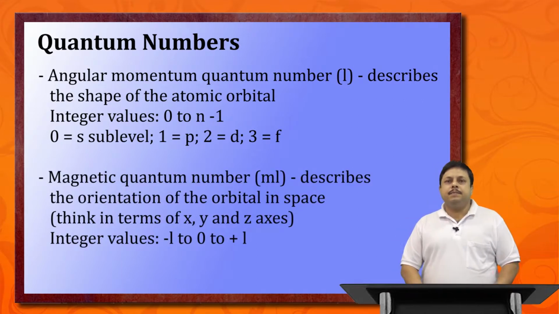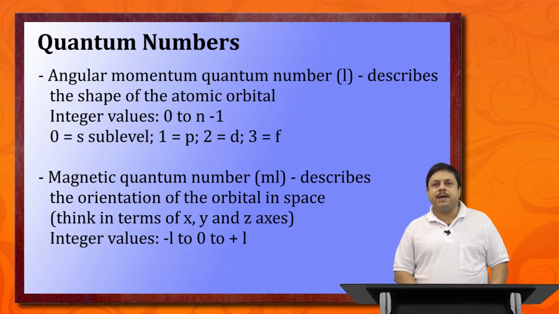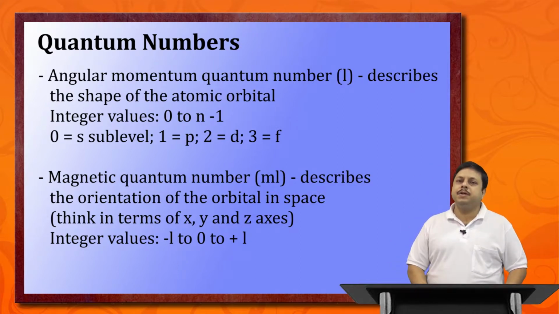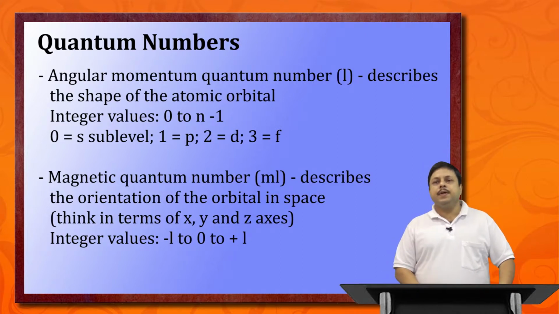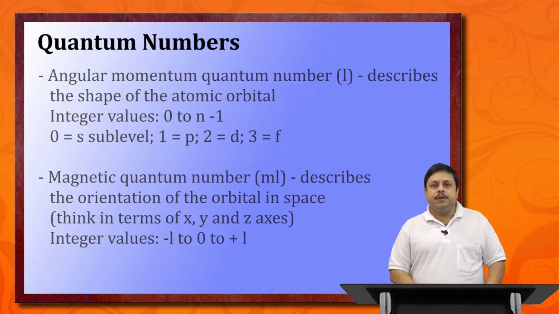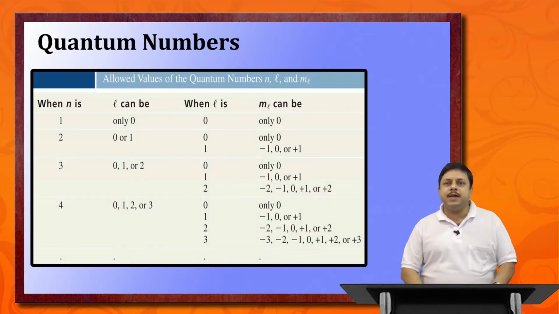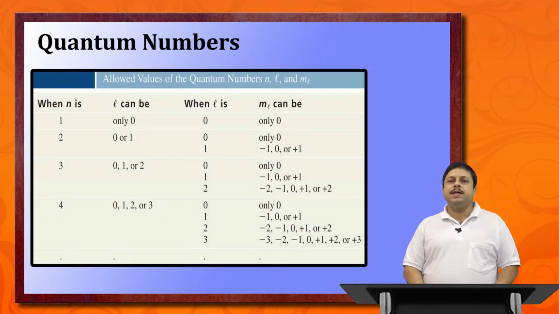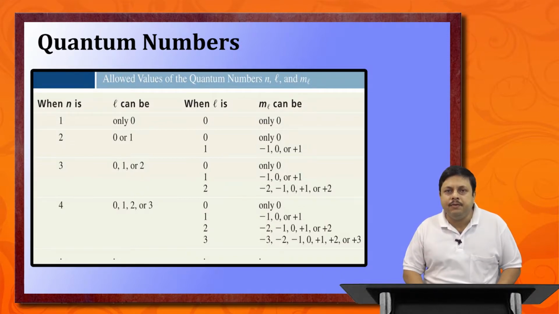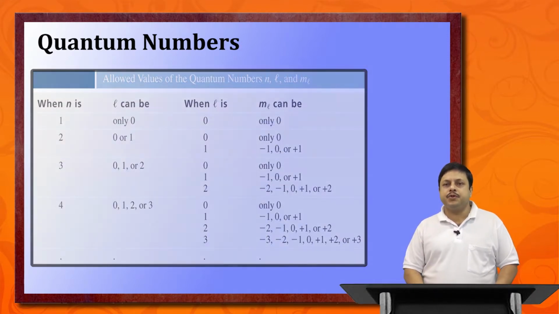The third quantum number that comes into the picture is the magnetic quantum number mL, and this mL describes the orientation of the orbital in three-dimensional space. So mL can have values going from minus L to plus L, including 0. This is a table which gives you a representation of the possible values of L and mL depending on the value of n, on the leftmost column.